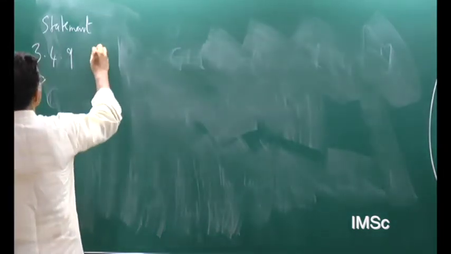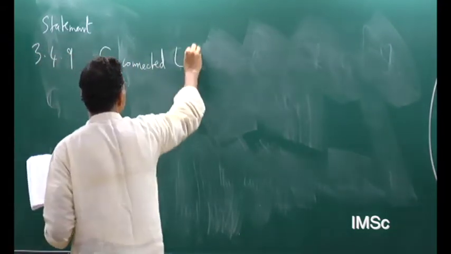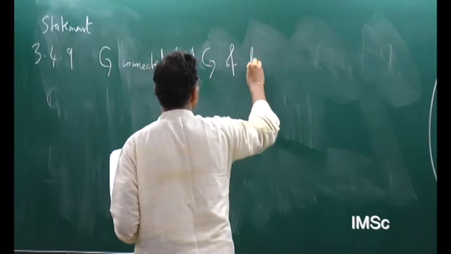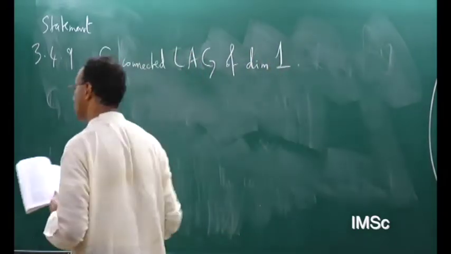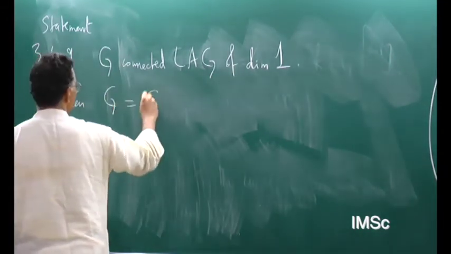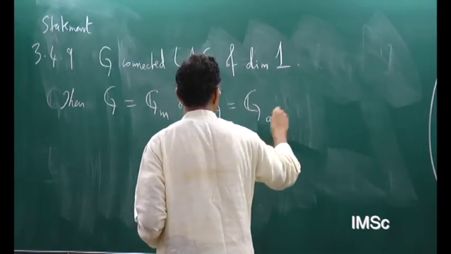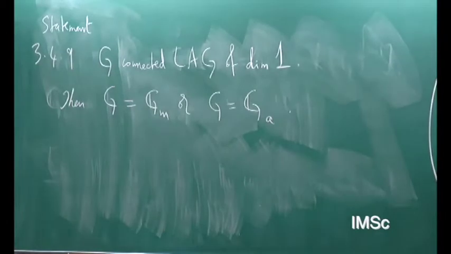So G is a connected linear algebraic group of dimension 1. Then G is equal to Gm or G equals Ga. Nice statement, isn't it? There are no others.